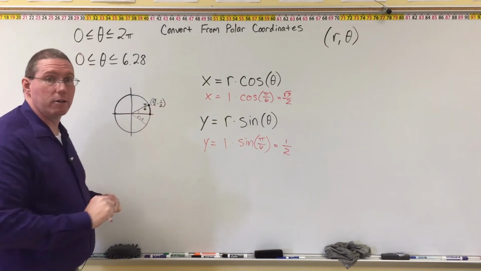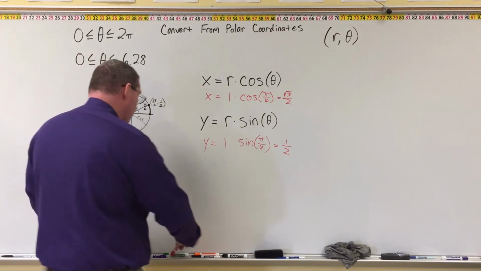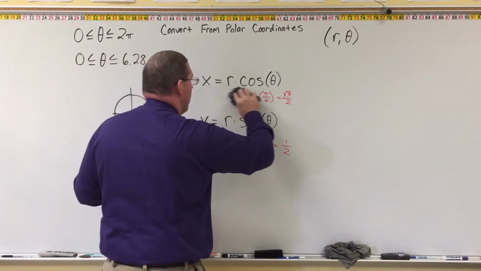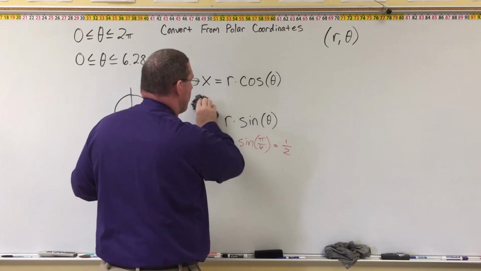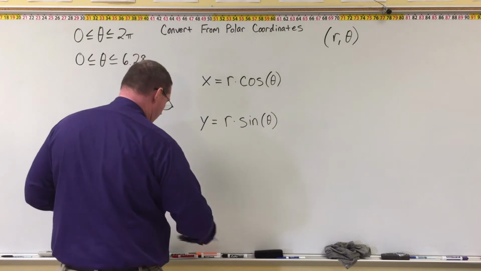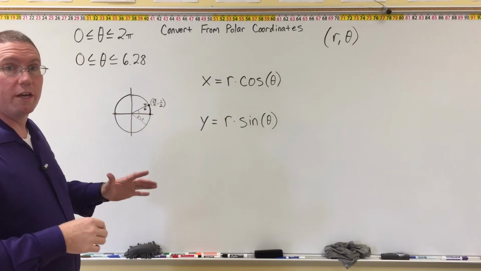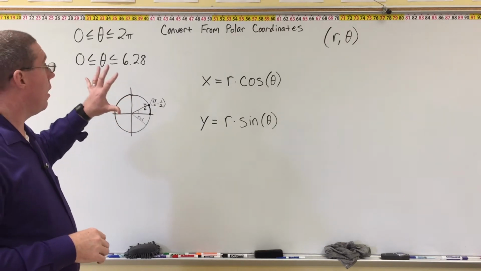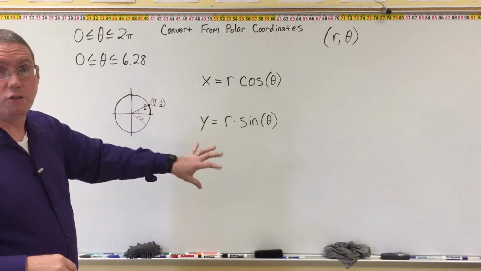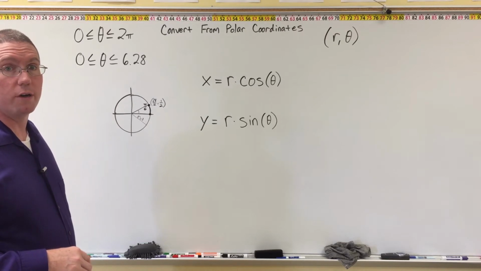into rectangular coordinates, okay? So here's what I want you to do. I want you to write down these two conversion formulas, that x is equal to r times cosine of theta, and y is equal to r times sine of theta. And we're now going to do a bunch of examples where we convert from polar coordinates into x and y coordinates, into rectangular coordinates.